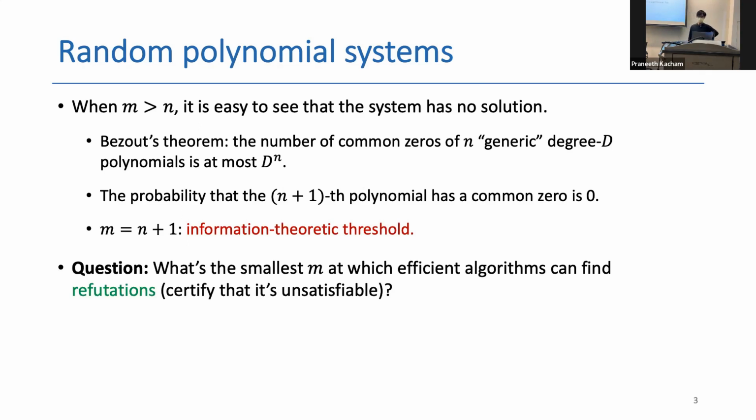So our question is, what's the smallest m such that we can efficiently find a refutation? When I say refutation, I mean certify that it's unsatisfiable. And we call this m the algorithmic threshold. Okay, so in this talk, I'll focus on upper and lower bounds of this algorithmic threshold for refuting.